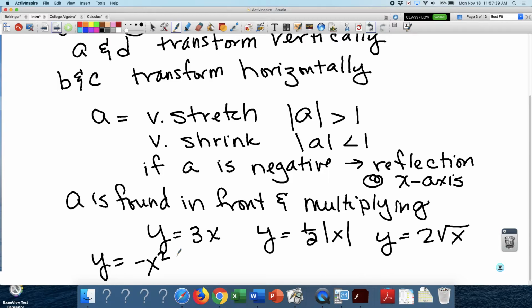Now, what I'm having you learn those 7 graphs for is they're part of the basic parent functions. There's more parent functions than these, but these are 7 basic parent functions. Now, what does it mean that something is a parent function?